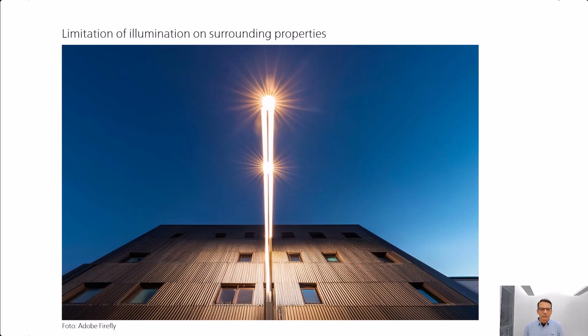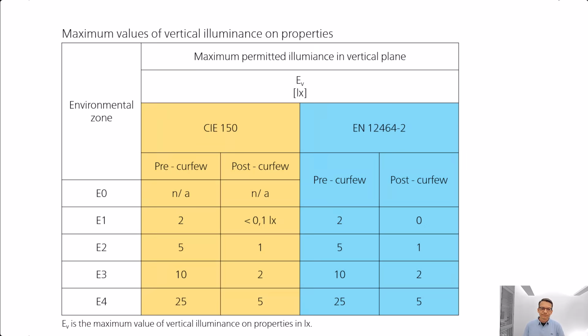Let's start with the limitation of illumination on surrounding properties, which means that you have to avoid room brightening and the illumination of people's private properties at night. In this picture you see a pole luminaire which causes spill light on the facade and possibly also in the rooms behind it. Just imagine you can't sleep because of so much light in your sleeping room which comes from the outside.